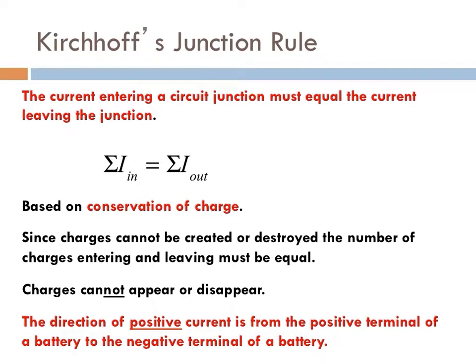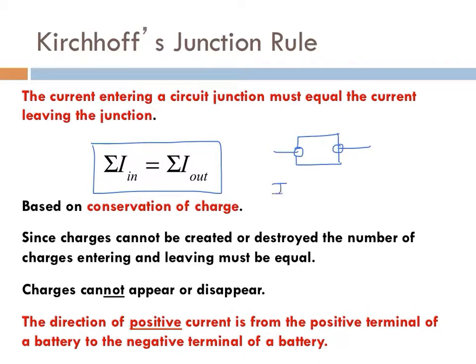Now we come to Kirchhoff's junction rule. This says that the current entering a circuit junction must equal the current leaving the junction. So, current in equals current out. Remember that a junction is where my path splits, like in resistors that are in parallel.